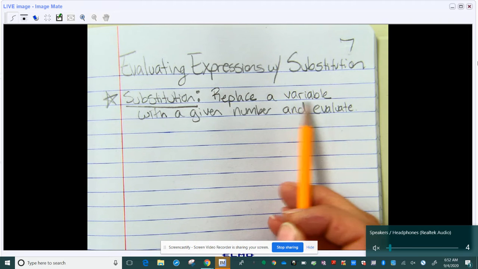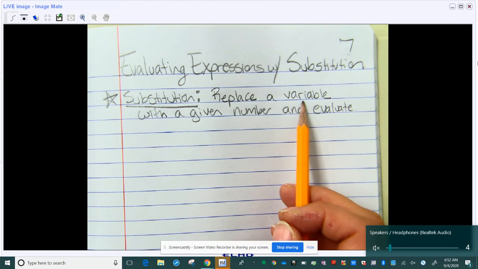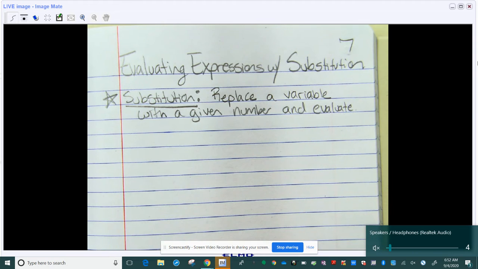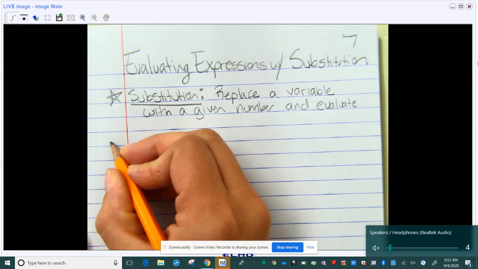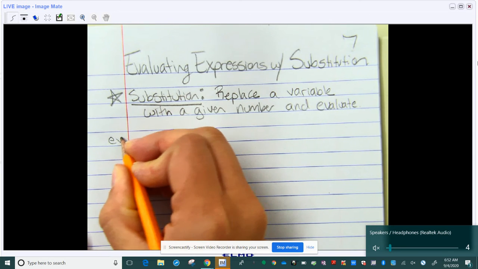A variable, now it's been a while since we've done that one. A variable is a letter that represents some unknown quantity. So let's look at our first one. We'll do a simple example 1 here. So we have example 1.